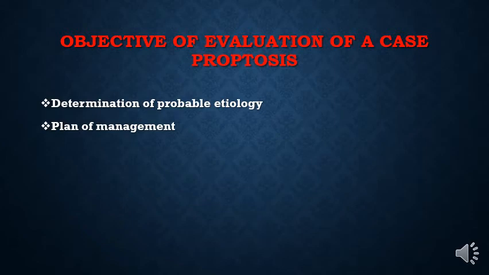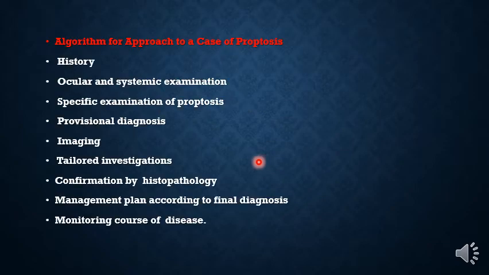Now the objective of evaluation of a case of proptosis is to determine the probable etiology and plan the management accordingly. So what is proptosis? It is the forward protrusion of the globe with respect to the orbit. Usually the distance between the lateral orbital rim and the apical cornea is about 18 to 21 mm. If it is greater than 21 mm, or there is an asymmetry of 2 mm between the two eyes, it is said to be proptosis.